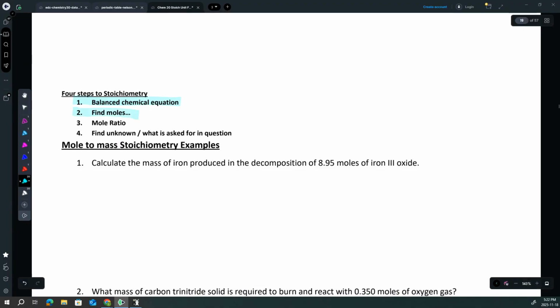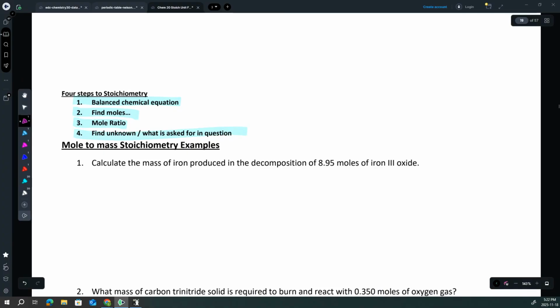Step 2, get your moles of your given substance or the substance you have the most information for. Step 3, use your mole ratio to convert moles of your known into moles of your unknown. And then step number 4, answer the question, essentially.